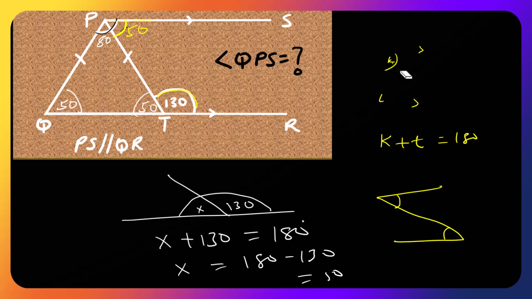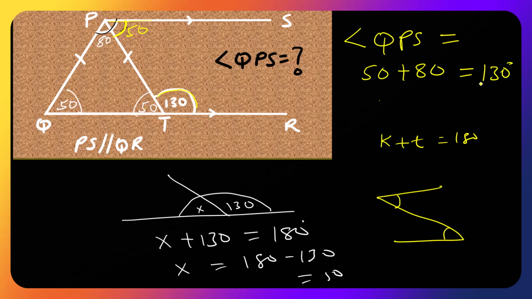So angle QPX is simply this 50 plus this 80. So we have 50 plus 80. Okay, that would be 130. All right, 130 degrees. Simple as that.